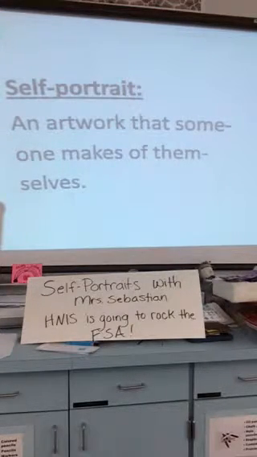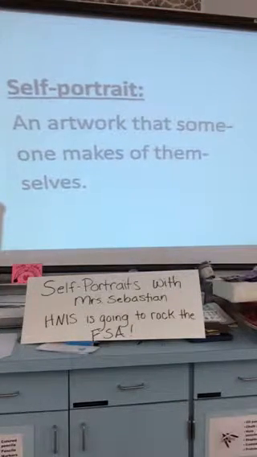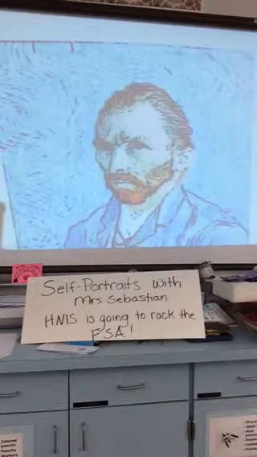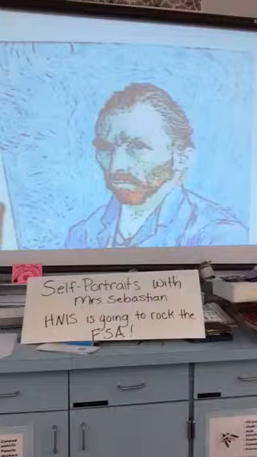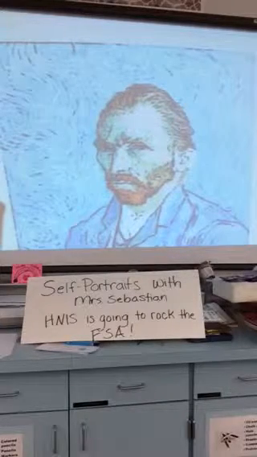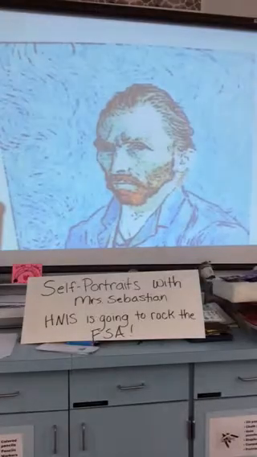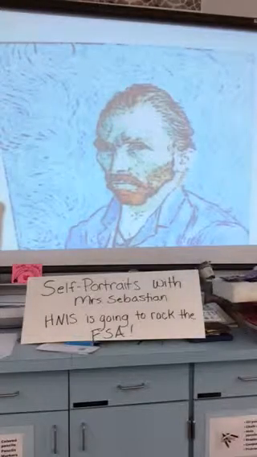A self-portrait is an artwork that someone makes of themselves. So it is the artist. We, in 5th grade, looked at artwork from Vincent van Gogh this year, and he was the artist of lots of swirly, twirly colors, and he did amazing self-portraits. This happens to be one of them.